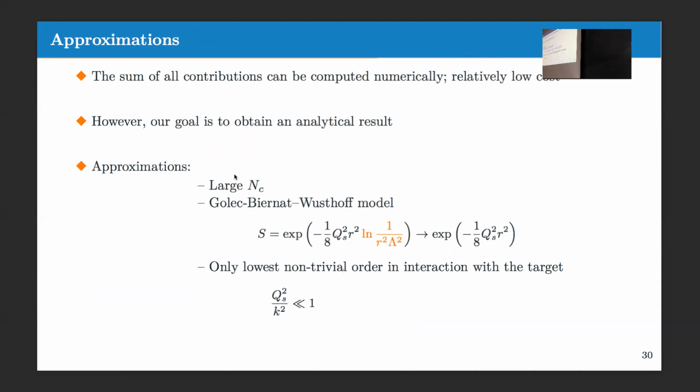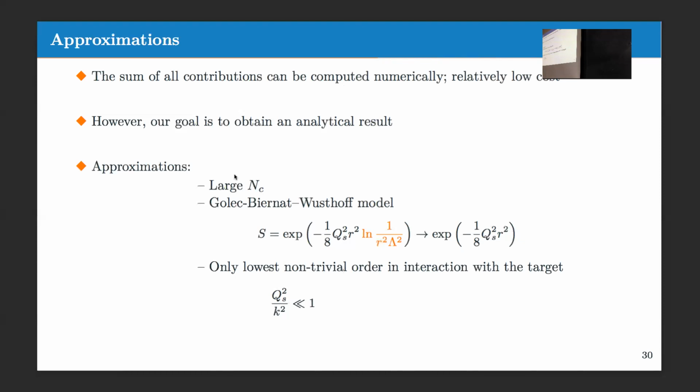And this is what we did. We did the approximation. First of all, we considered large Nc. Second, we didn't succeed to compute this in the MV model. Instead, we applied the GBW model, by neglecting this logarithm, the MV logarithm. And we only consider the lowest non-trivial contributions in the interaction with the target.